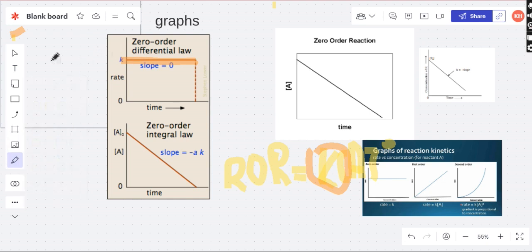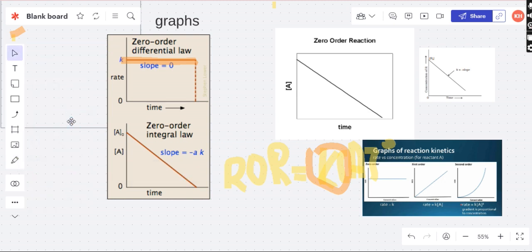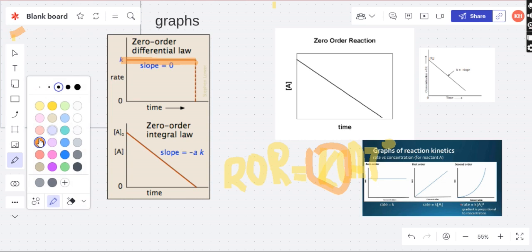It's something the same as this. Here we represent time, while here we represent rate. Then concentration, right? Rate versus concentration graph. Let's just erase that. I forgot it. Let's draw it again.